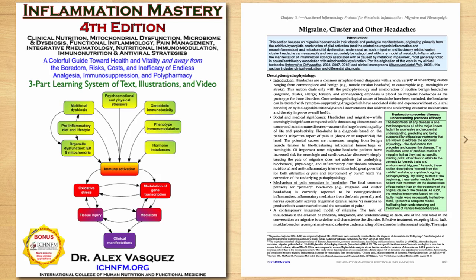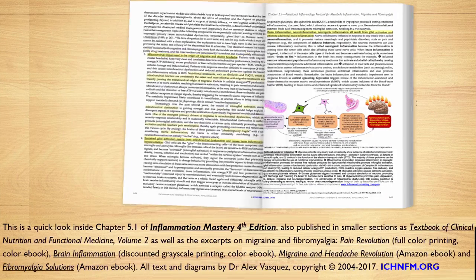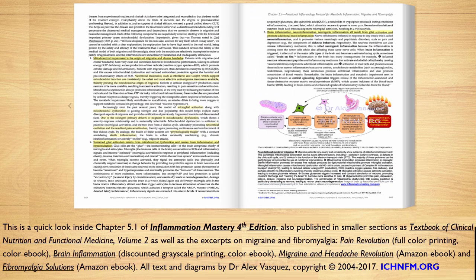You can see that I provide a description and then dive right into the current model of pathophysiology, which my point number one is to state that mitochondrial impairment is the origin of migraine and cluster headache. I then go on to connect that immediately with sustained glial activation, which results from mitochondrial dysfunction and causes brain inflammation and hyperexcitation.